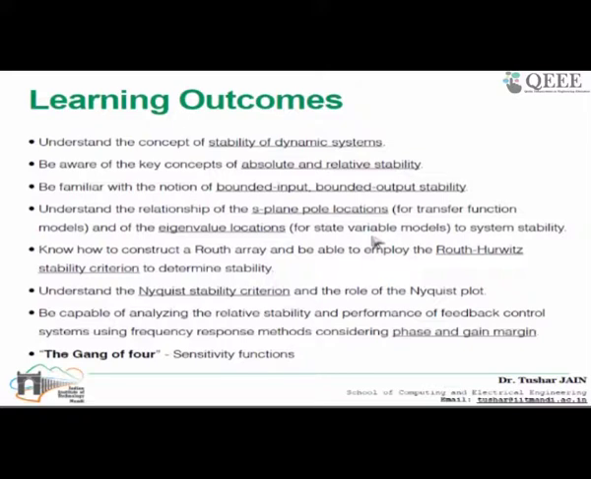You will also get to know how to construct the Routh array and how you use that array to determine the stability. Then we'll also see the Nyquist stability criteria and the role of the Nyquist plot. We will also be able to see relative stability with respect to the phase and gain margins. And finally, the last one, which we will introduce at the very base today also, the gang of four, which we call the sensitivity functions. This is a much more important concept when you speak about stability.